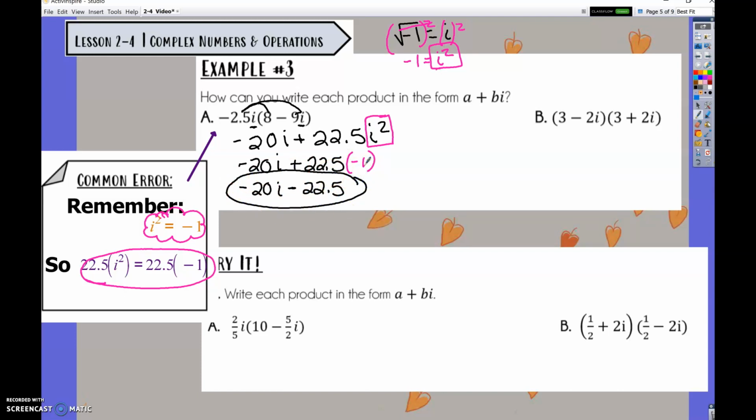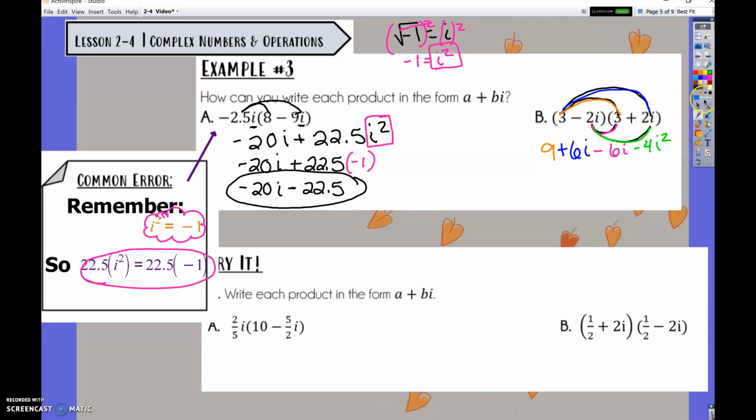Looking at B, we're still multiplying, but hooray, we get to do the distribution process, or the box and diamond, or the box method, or the rainbow method. And we'll try this here. So we would have 3 times 3 would be 9. And then I would have 3 times 2i would be 6i, so plus 6i. Then I would have negative 2i times positive 3 is a negative 6i. And finally, I'd have negative 2i times a positive 2i is a negative 4i squared.